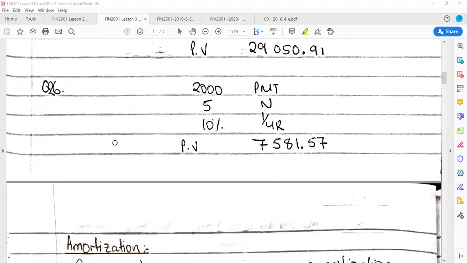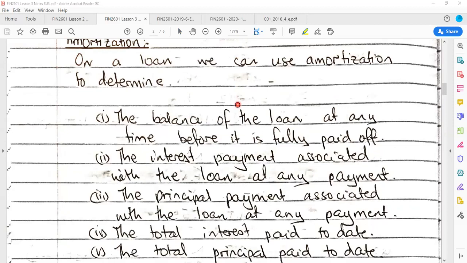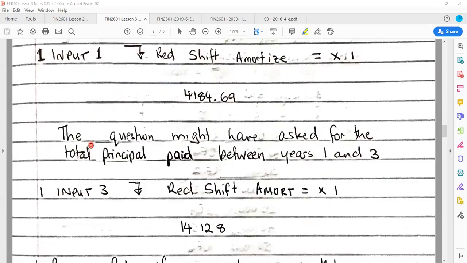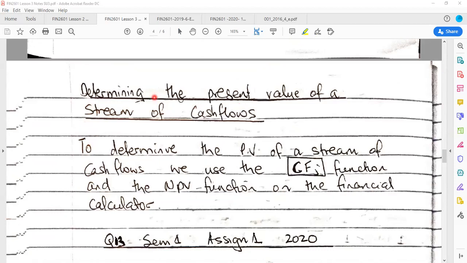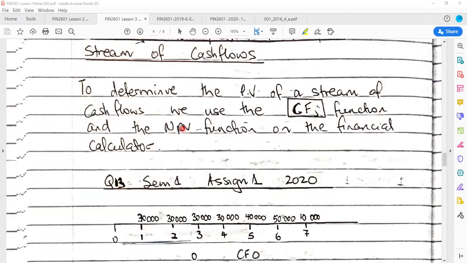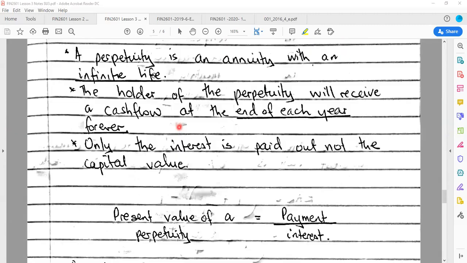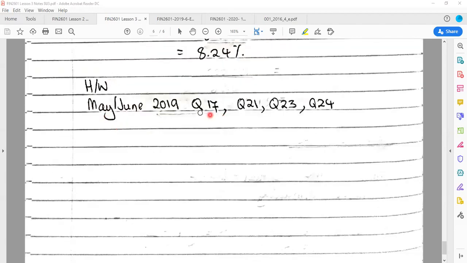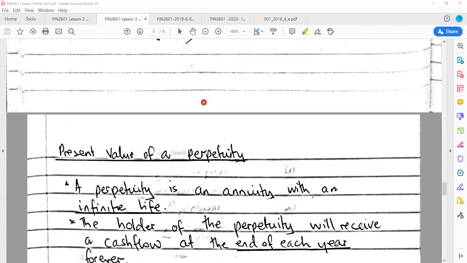So this was the homework I asked you to do. I hope you were able to do that. Let me just take you through the rest of the study unit to finish time value of money. I'm going to talk about 4 things: amortization, then determining the present value of a stream of cash flows or a mixed stream, then the present value of a perpetuity, and lastly, effective rates. And then I'll give you some questions to practice as homework.